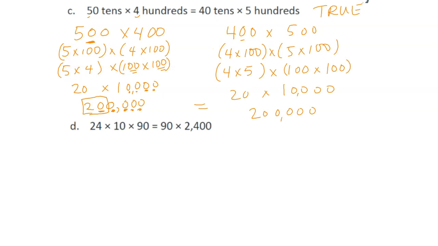Alright, let's take a look at D. So we're going to multiply and say 24 times 10, and then we'll factor out the 90. So 24 times 10 is equal to 24 times 10. And then we have times 9 times 10 for a 90. So now we're going to say, well, let's go ahead and use our associative property and say 24 times 9 and 10 times 10.